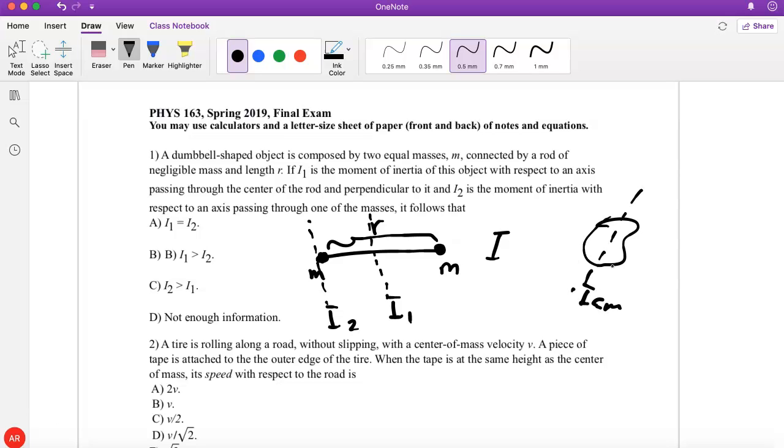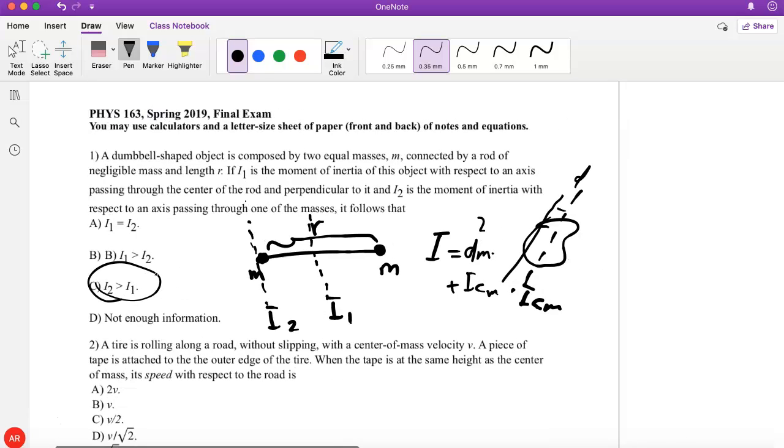So let's say center of mass, we have I_CM, and then you have another axis a distance D from it. We had I is D squared M plus I_CM. So the moment of inertia around the center of mass is the smallest, and around the different axes it is going to be larger. So yeah, that's the answer.